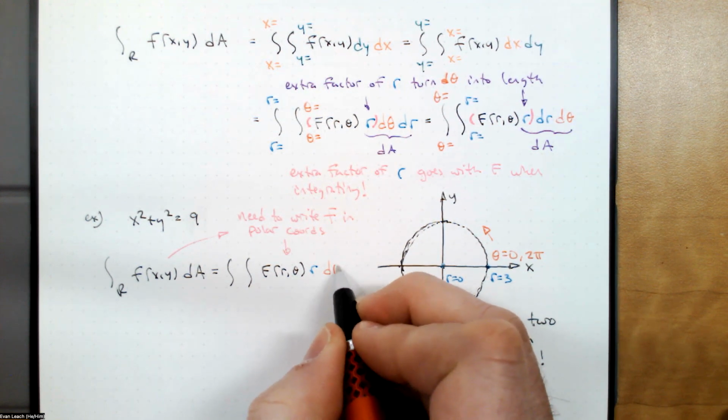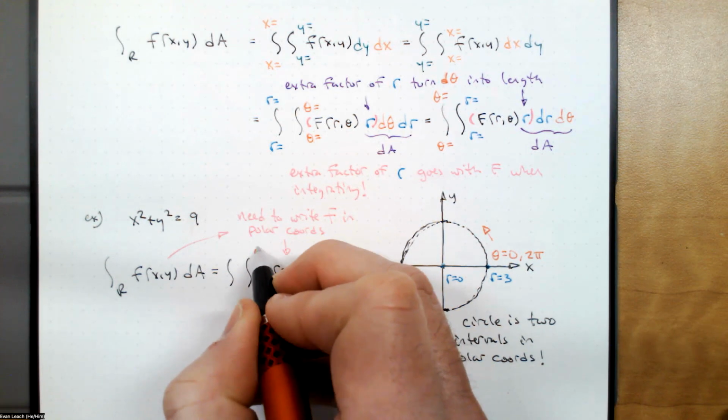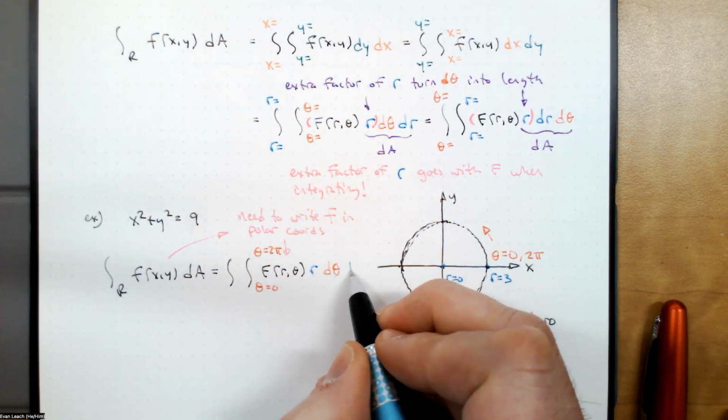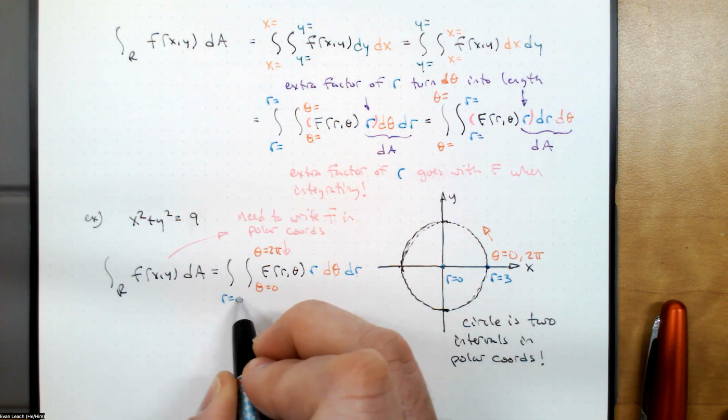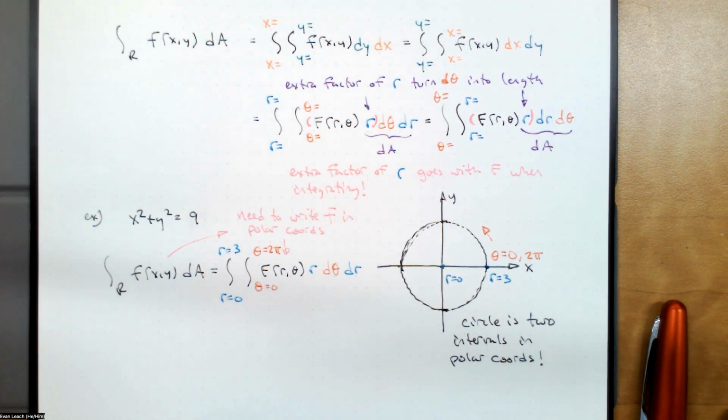but the region is just two intervals, theta from 0 to 2 pi, and r from 0 to 3. Or the other way around, and it's easy to switch the order because these are just two intervals of constants. Integral from 0 to 2 pi, integral from 0 to 3, f of r theta times r dr d theta.